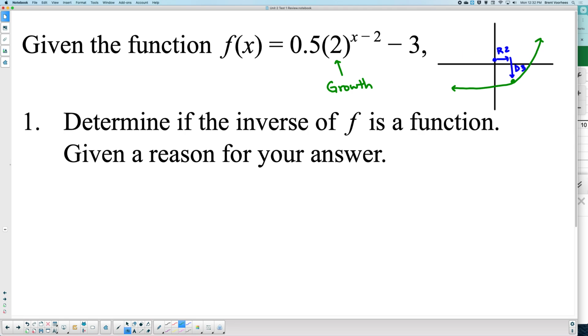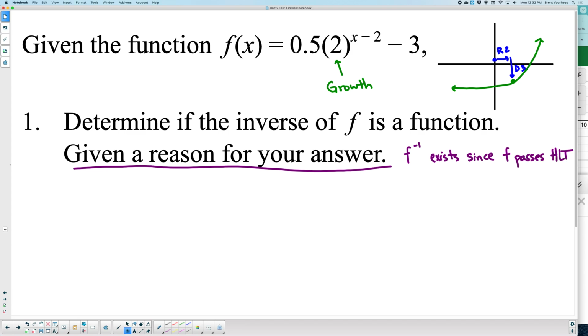Pass is HLT. Okay, now listen very, very carefully. Your reasoning for AP Pre-Calc, they do not accept passes HLT. They do not accept that as an answer. Now, I'm going to write it first. How do we know if it does or does not have a function? It does because, here's what I'm going to write for us. That means f inverse exists. Why? Since f passes what test? The horizontal line test. Now, that doesn't count for points. I'm just writing that down so I know what to write.